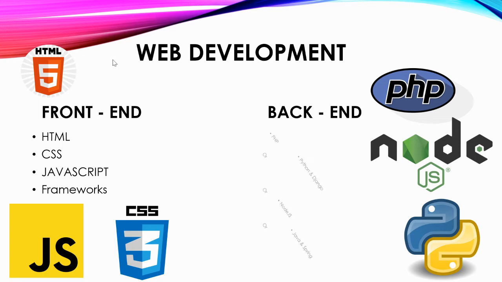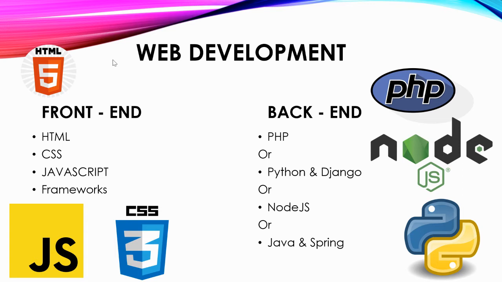And if we talk about backend, if you want to learn backend, you need to learn any one of these, not all. Maybe it would be PHP, or Python and Django, or Node.js, or Java and Spring. There are many more languages for backend like C++, JavaScript and all, but I have listed the top ones over here. And first you have to learn the language, like Python and Java, and then you have to take a framework for it like Django or Spring.